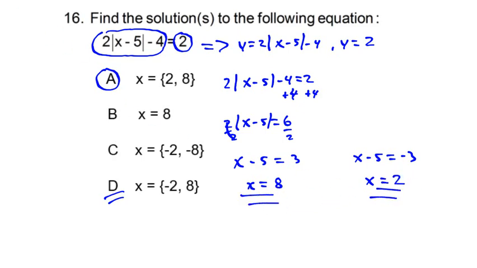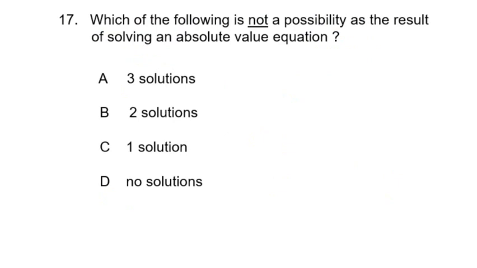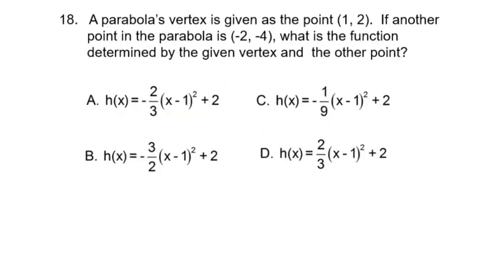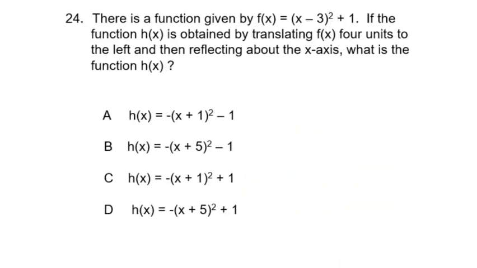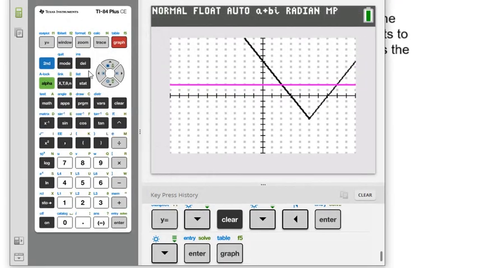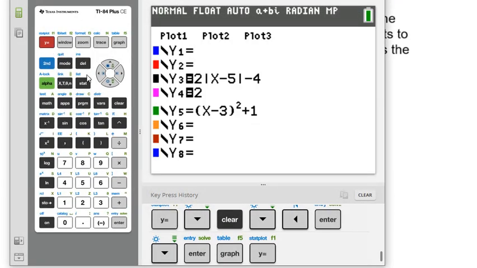Okay. Next problem, we're going to have problem 24. You can see I've skipped over a lot of problems here, and that means you guys did great. So there's a function given by f of x equals quantity x minus 3 squared plus 1. If the function h of x is obtained by translating f of x 4 units to the left and reflecting about the x-axis, what is the function h of x? And what I did is I also previously entered this into the function editor.